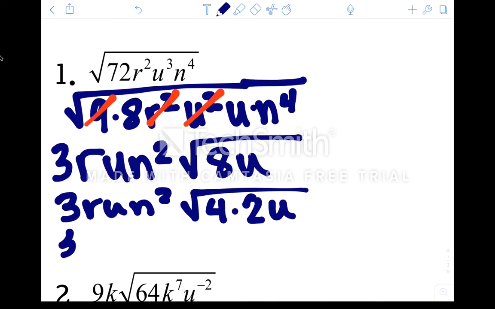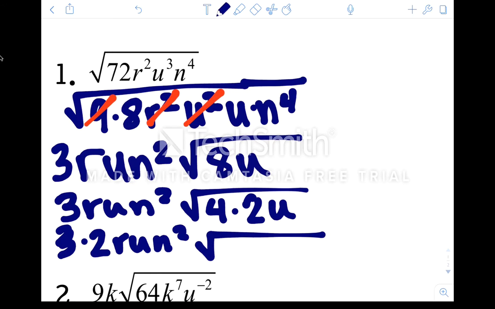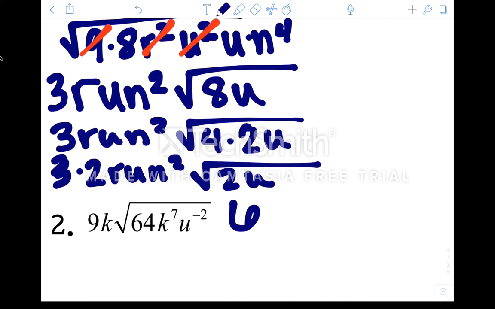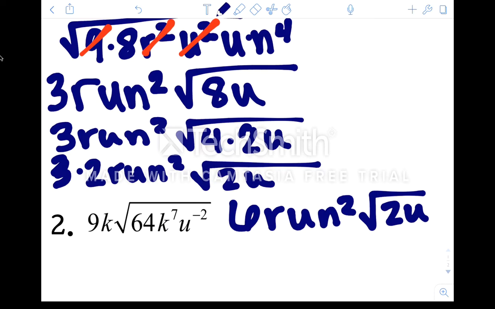So I'll have 3 times 2 r n squared outside of the radical. And inside the radical, I'm left with 2u. One more step to simplify this, because I can do 3 times 2. I know that's 6, so I'm going to rewrite this as 6 r n squared times the square root of 2u. Now every part of this is simplified. All my like terms are combined, and I have no more perfect squares under the radical, under that square root sign, so I am done, and I can move on to number 2.